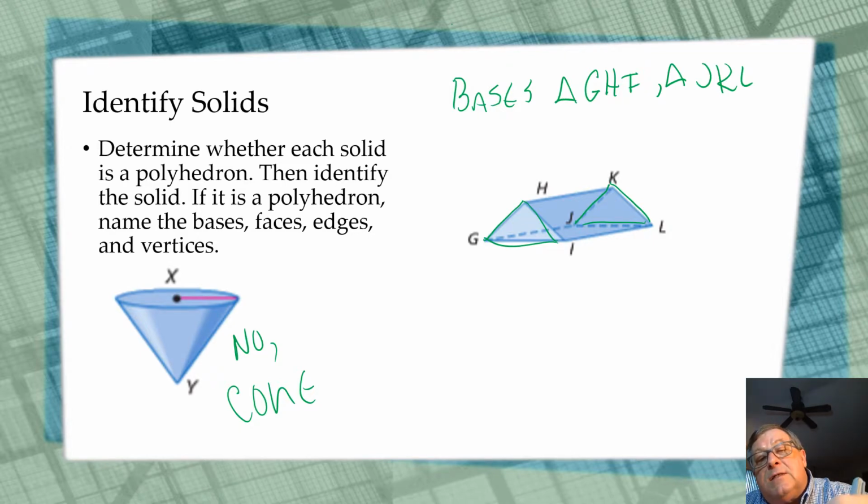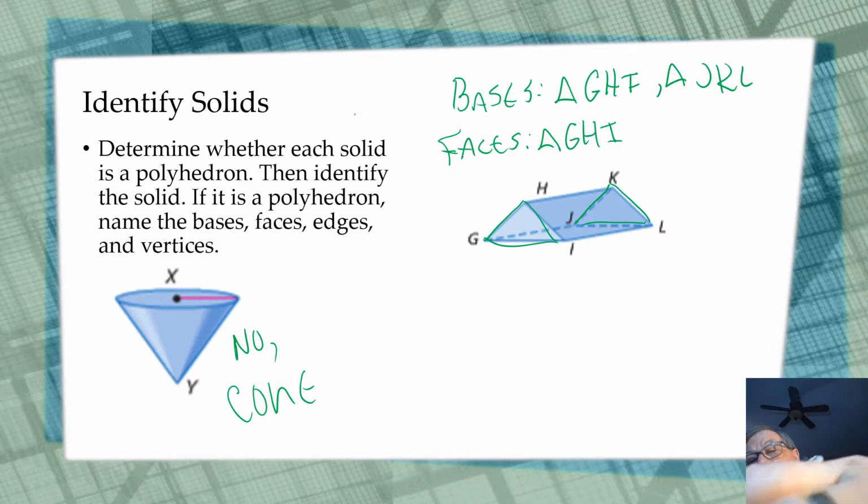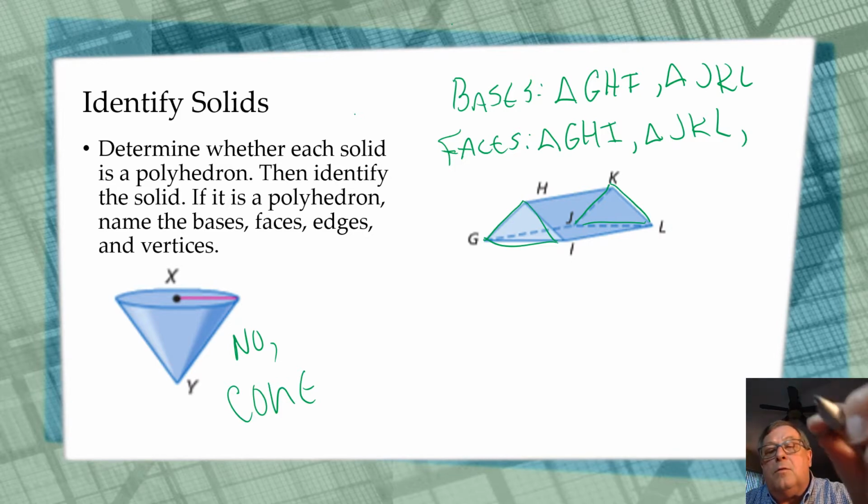Okay, now, how about the faces? Well, what are the faces? These are the flat sides. Those are the flat surfaces of this thing. And we've got several of these. Well, two of these are the same thing as our bases: triangle GHI, along with triangle JKL. Those are two faces. And then we've got three other faces. So we've got some quadrilaterals.